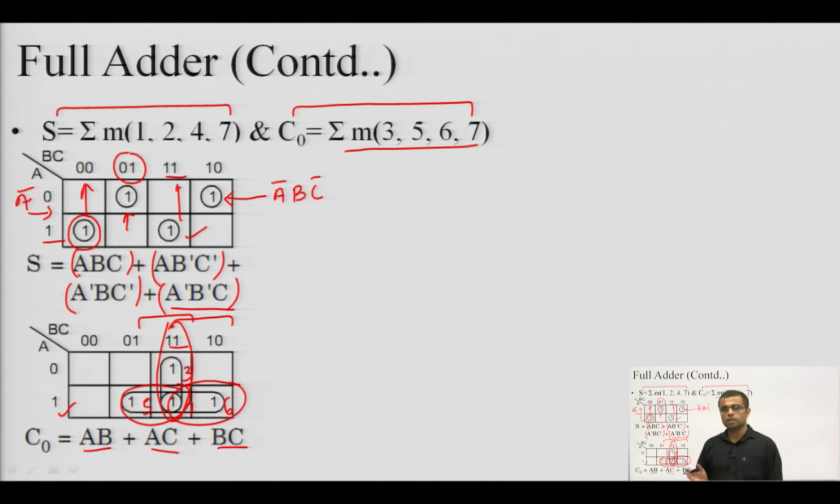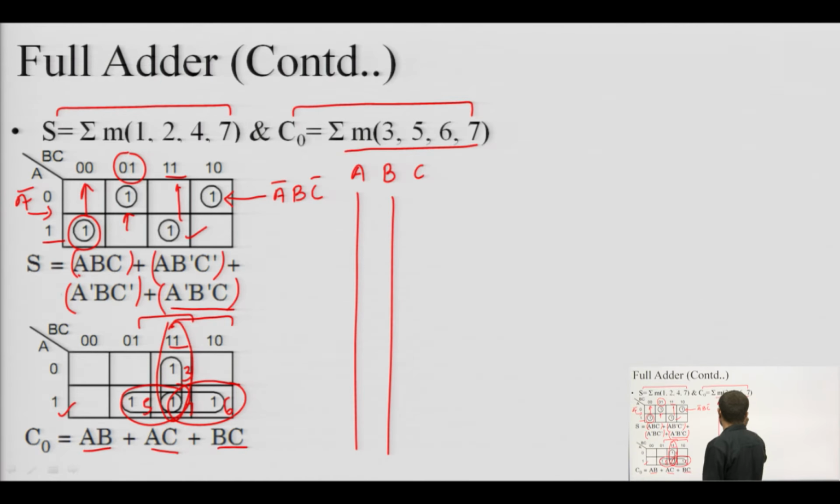So, now we can convert these expressions into a circuit very easily. A, B and C are there, and the negated version, that means the complement of all 3, is required.